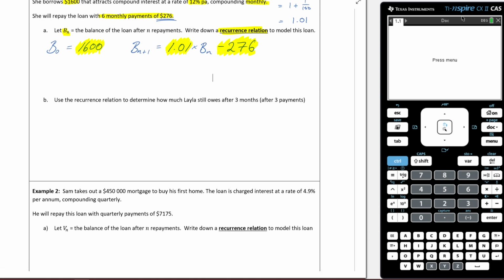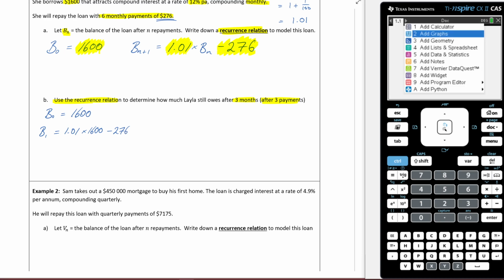Let's get our highlighter out. It says use the recurrence relation. That means we have to show our working to determine how much Layla will still owe after 3 months, after 3 repayments, that is. Okie dokes, so we start with B of 0, and that was $1,600. Then B of 1, I'm going to go 1.01 times by 1,600, then subtract 276.